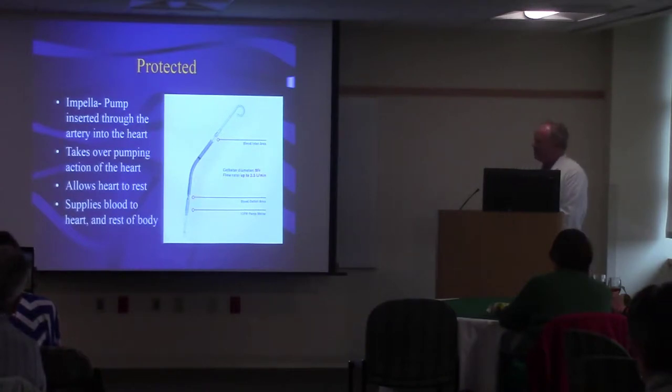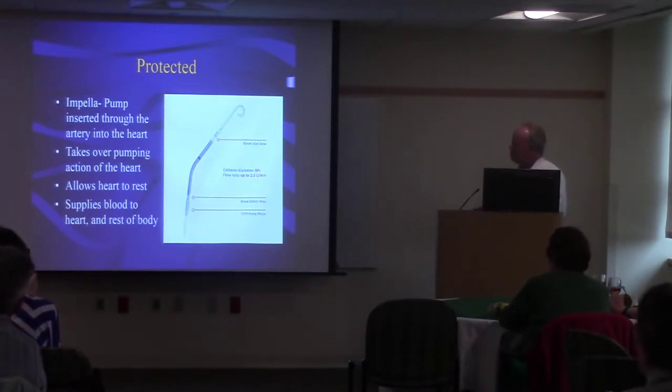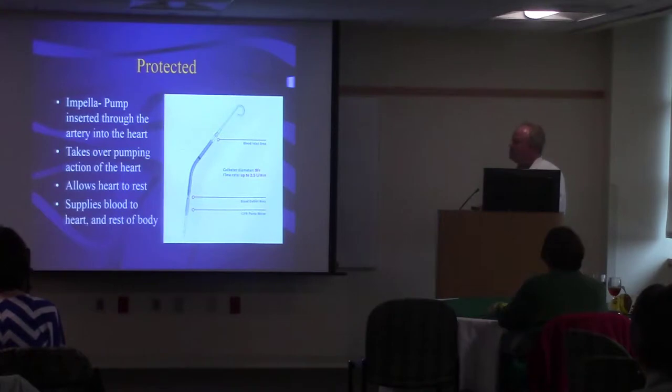So we have a new device which has only been around for maybe 4 or 5 years. It's called an Impella. It's a heart pump. And the way this device works is you can insert it inside the heart itself, inside the heart chamber, and it takes blood up through the inlet, and there's a propeller that's inside the catheter, which spins very quickly, 30 to 50,000 RPM, and it sucks the blood up from the ventricle and then ejects it into the aorta, so it supplies blood to the whole body, and it takes over the pumping action of the heart. So this allows the heart to rest.